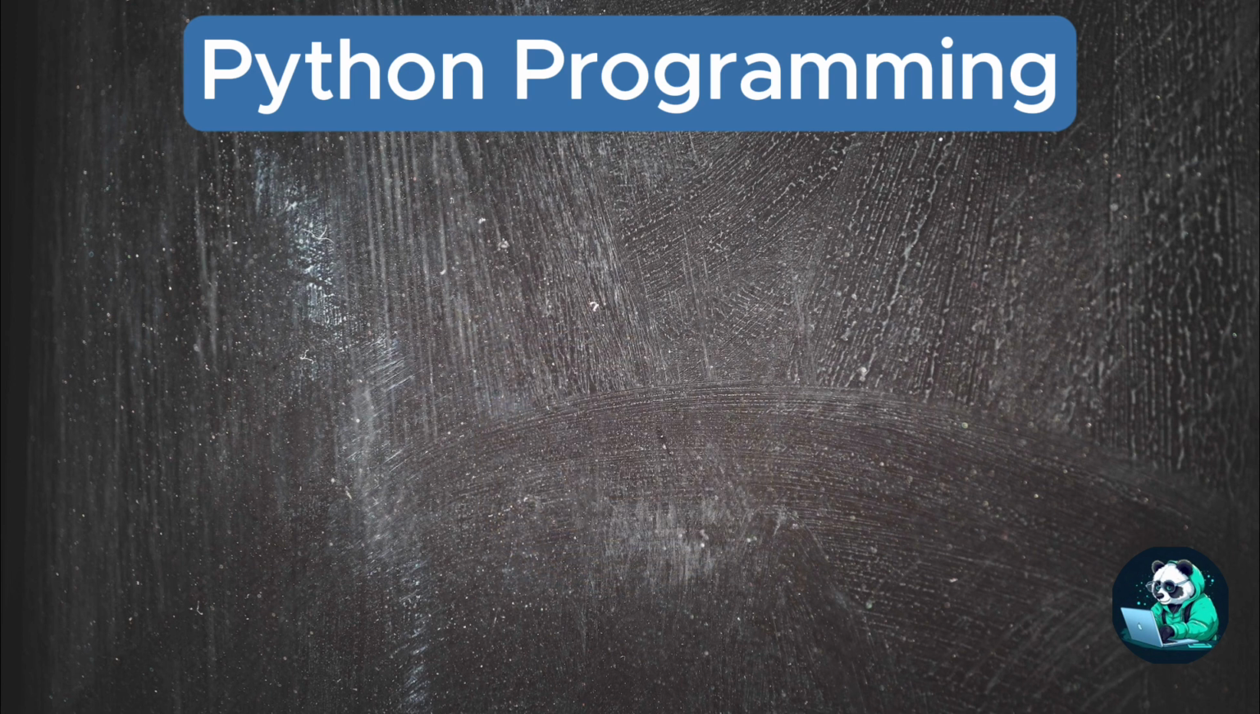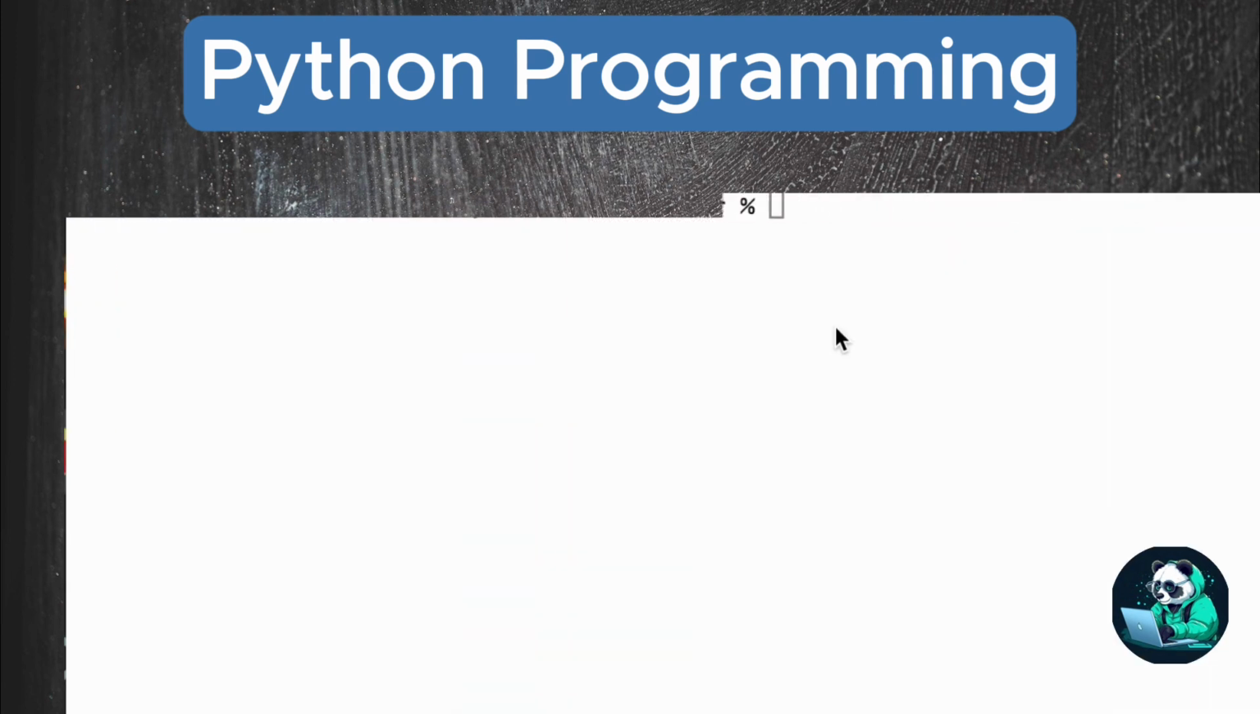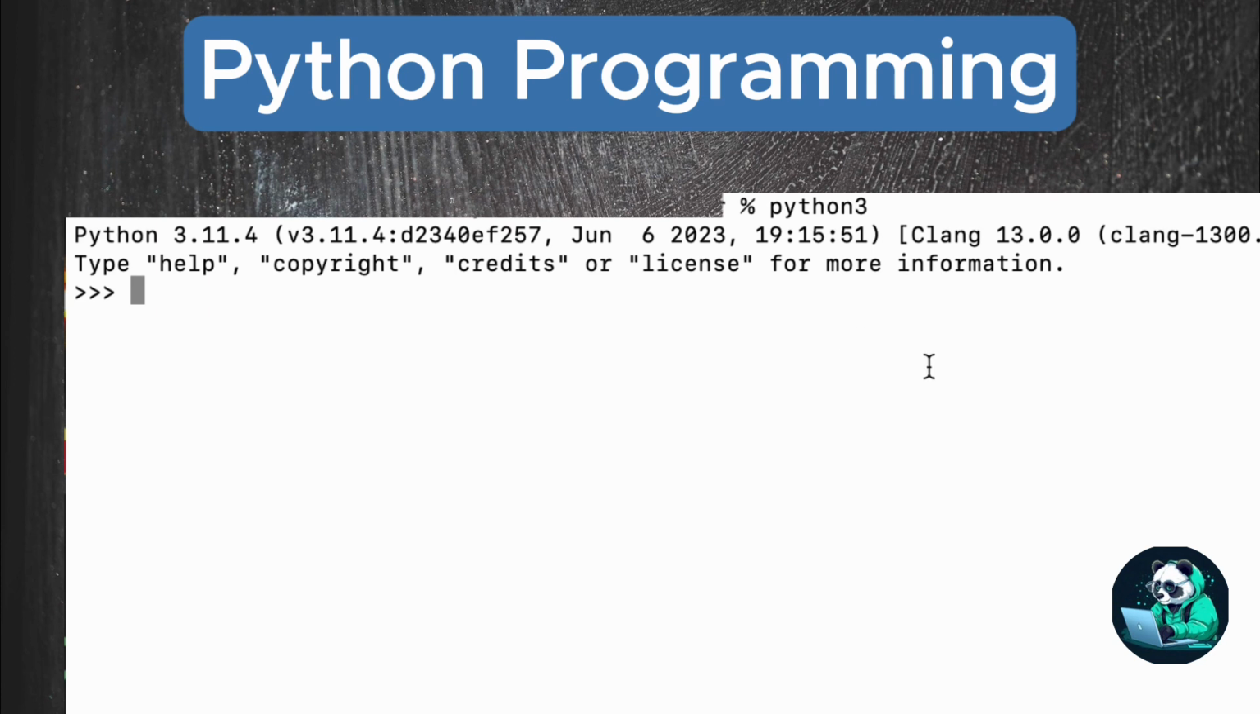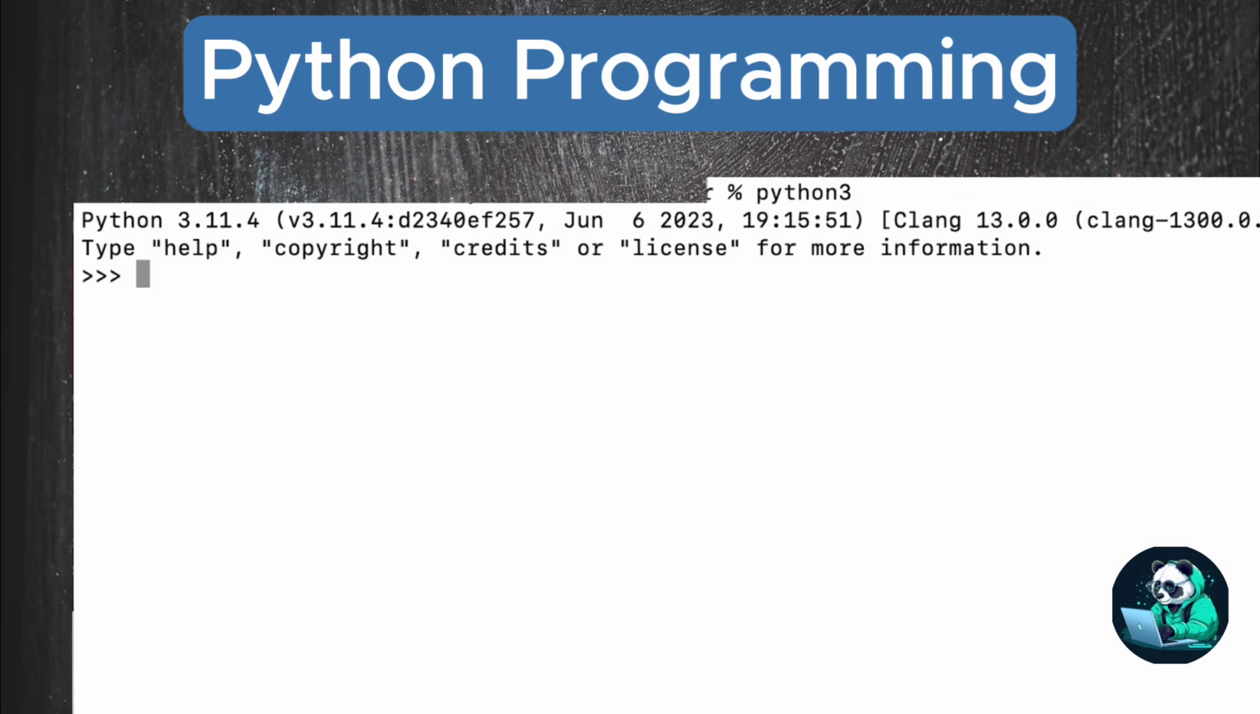To ensure that Python is installed on your system, open your terminal for Mac or Linux or command prompt for Windows users and type in the command Python. Your terminal should show the interactive interpreter for Python. This is from my terminal. As you may notice, I typed in the command Python 3.